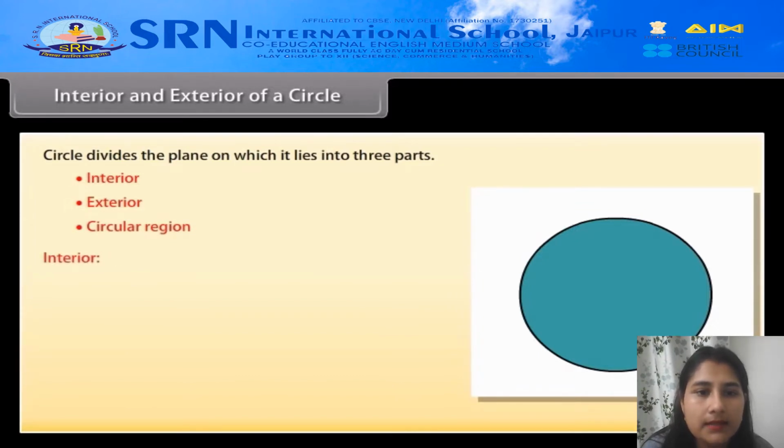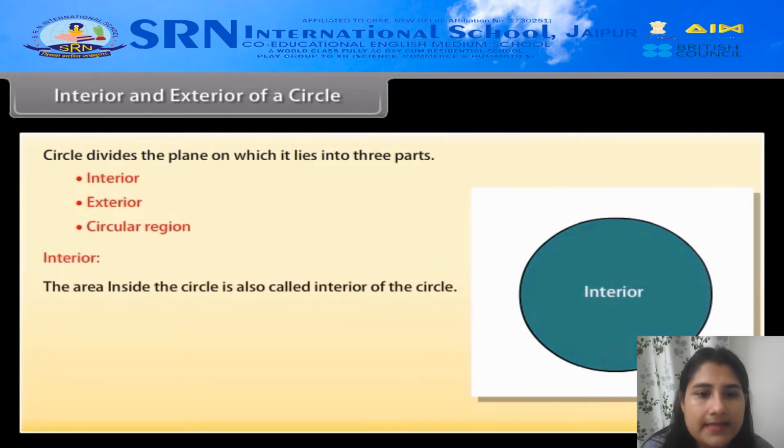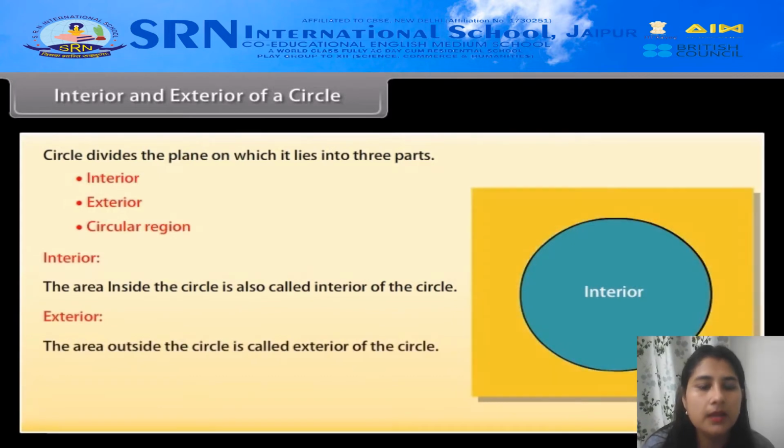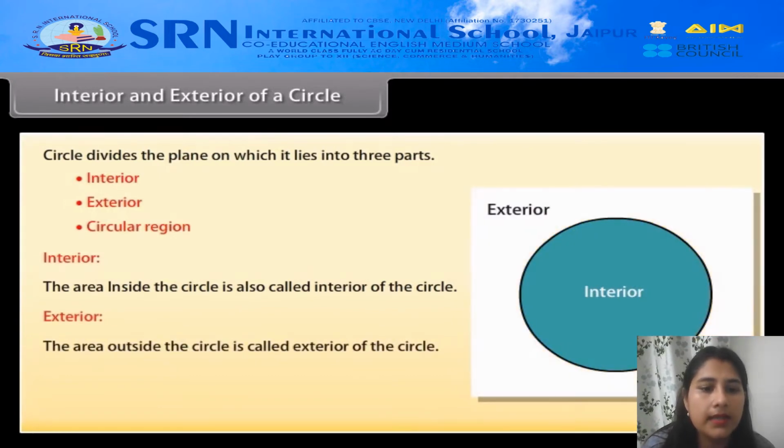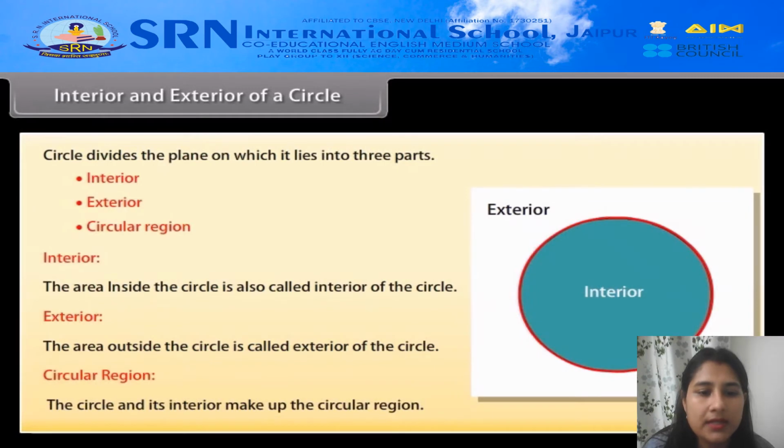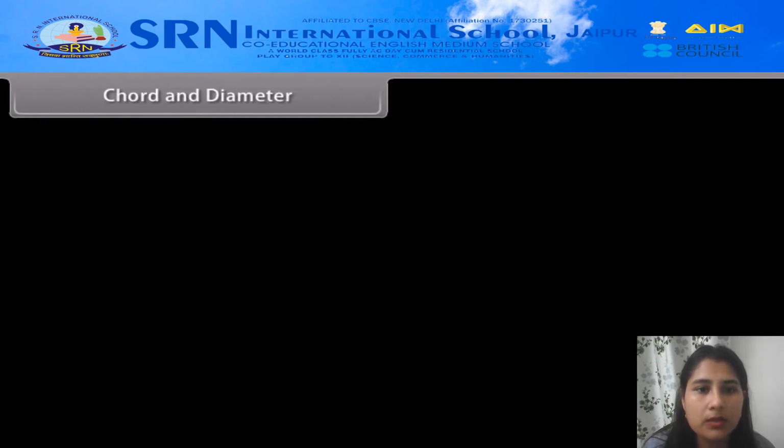All these are the interior part. Interior: the area inside the circle is called the interior of the circle. Exterior: the area outside the circle is called the exterior of the circle. Circular region: the circle and its interior make up the circular region.